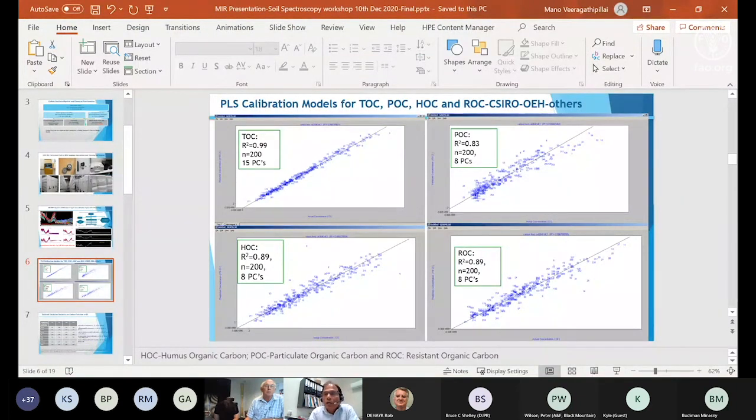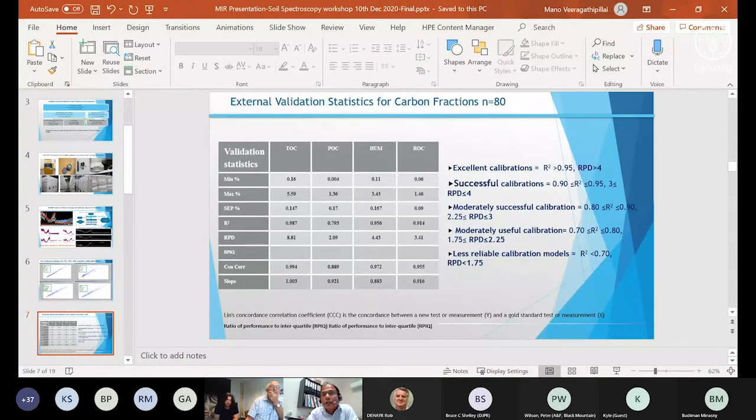As you can see, POC, ROC and HOC are quite well predicted here. How do we validate? We validated using 80 different samples provided by CSIRO. We all participated in this program and each lab developed their own calibration. The TOC is, as expected, 0.99, and the POC is a physical fractionation, so it's a low one. The humus and ROC are well predicted. So rather than paying $1,000, with the MIR we can simply predict within 1 minute. It's much faster. This is a typical example where MIR is an extremely valuable and helpful tool for prediction.